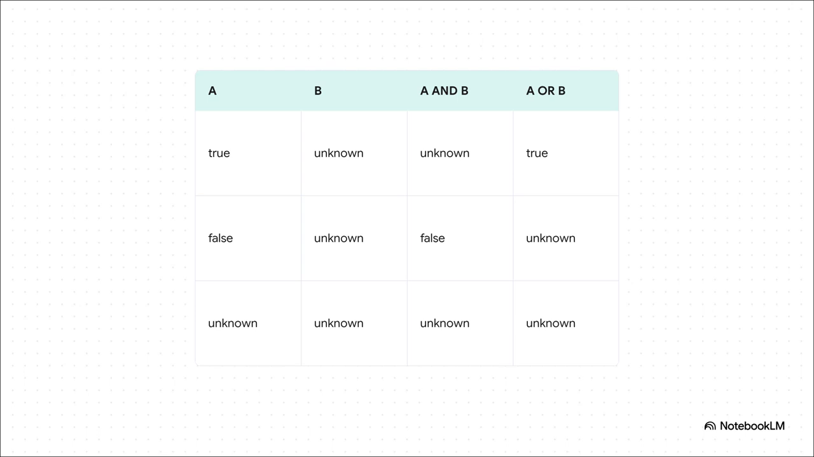Now here's the most important takeaway. Your where clause treats unknown the exact same way it treats false. It filters that row out, period.